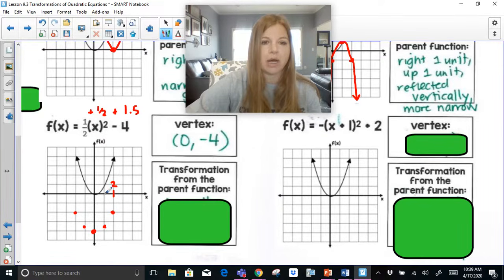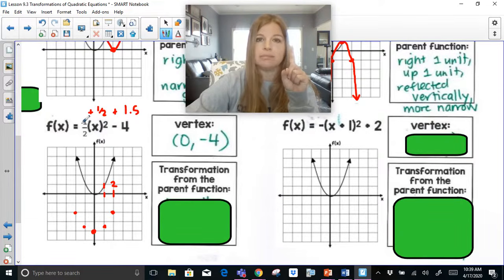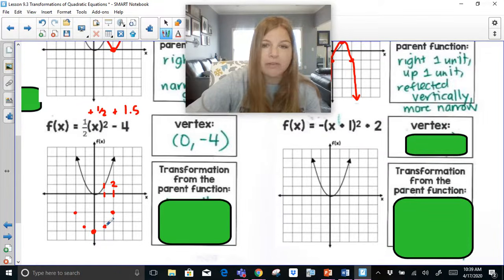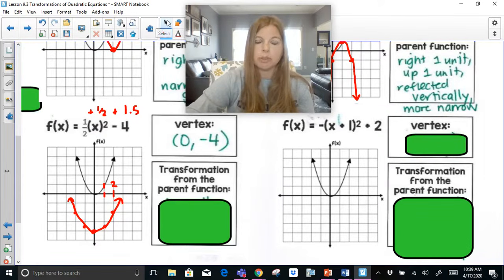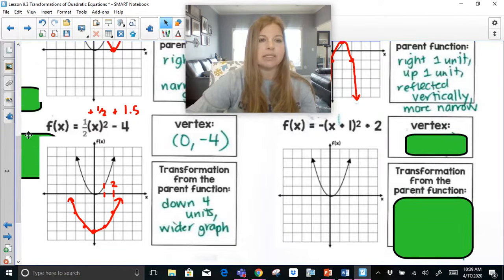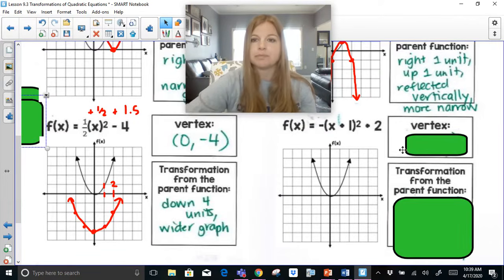If I was to plug in a positive 1, and I wanted to know where that point would be. 1 squared is 1. 1 times 1/2 is half. 1/2 minus 4 would be negative 3.5, which is where that point is. Now we should see that when we make this graph, whether we use the a values to help us or we make a table, this graph is a little wider. It's not super, super wider, but it is definitely wider. So this graph went down 4 units, and it's also a wider graph.